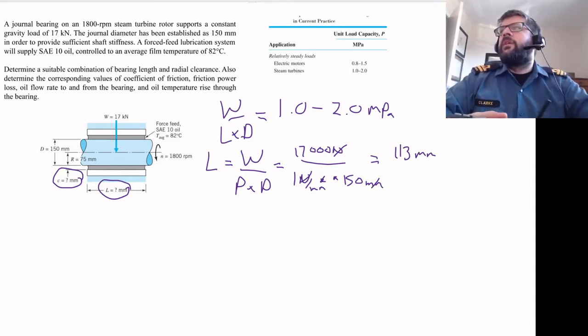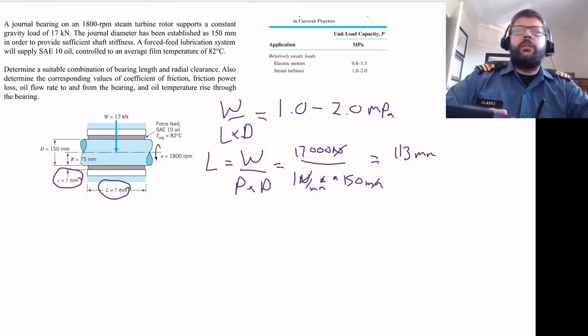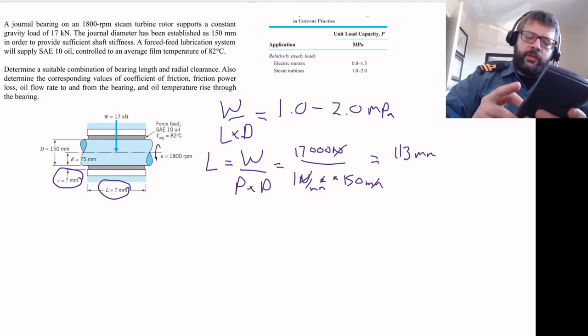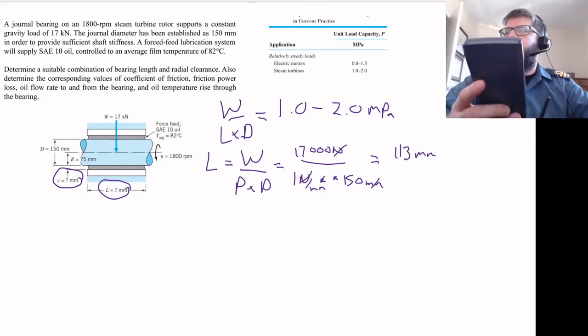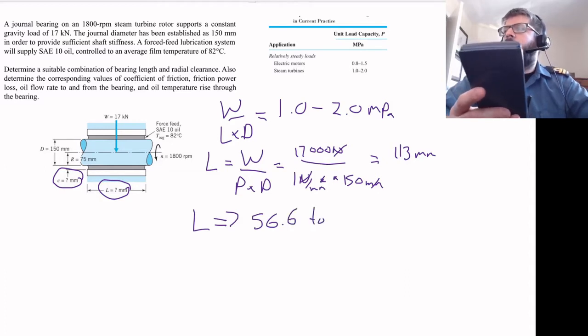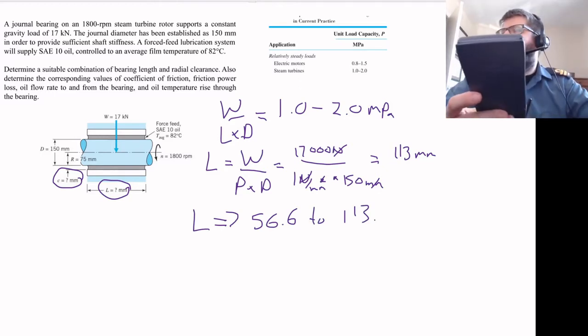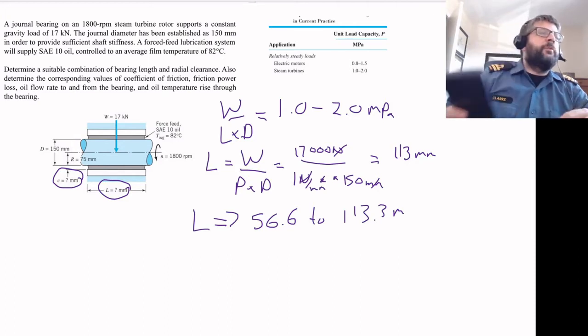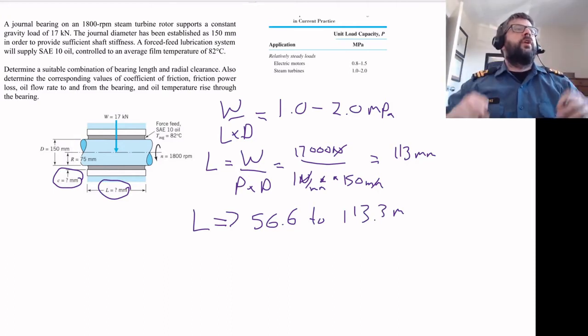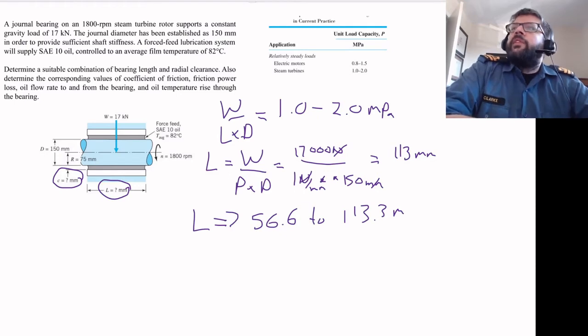If we used the 2 megapascal, the term on the bottom there would double, so we'd be left with half of that, so 56.6. So our L is 56.6 to 113.3 millimeters. That would be a reasonably acceptable range for what we're typically using.